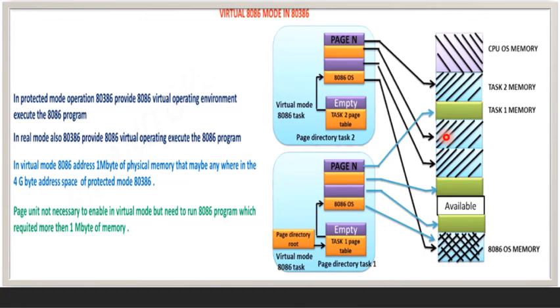In virtual mode, the paging unit provides 256 pages, each of 4 kilobytes size. Each page can be anywhere within the maximum 4 gigabytes of physical memory. The 80386 can support multi-programming, hence multiple 8086 real mode software applications can be executed at a time. This figure shows the memory management in virtual 386 mode in a multitasking virtual 8086 environment.